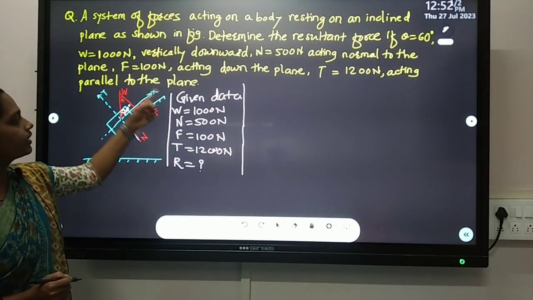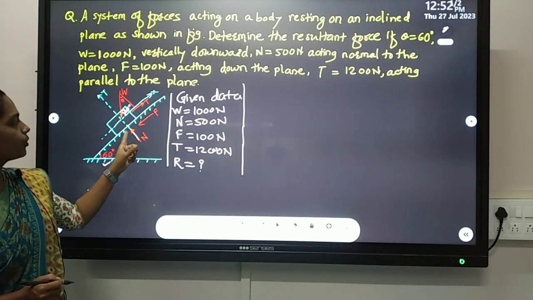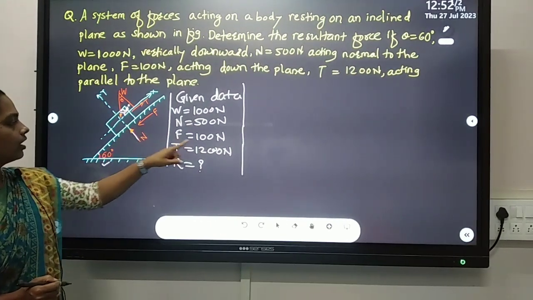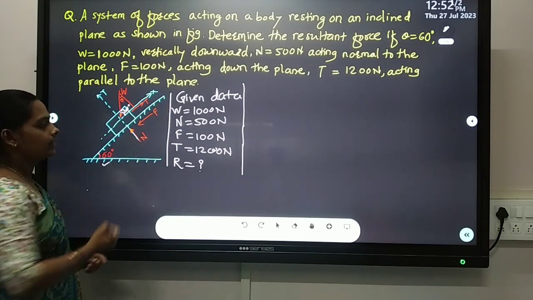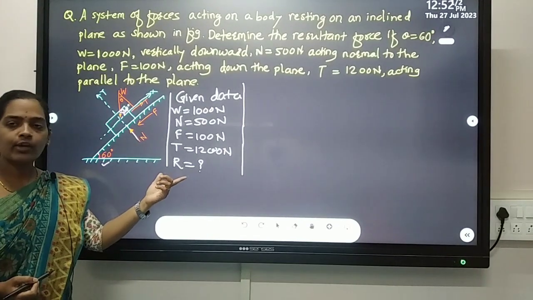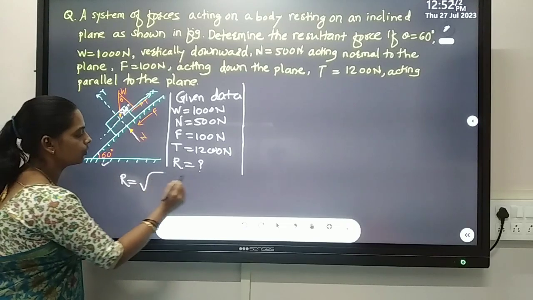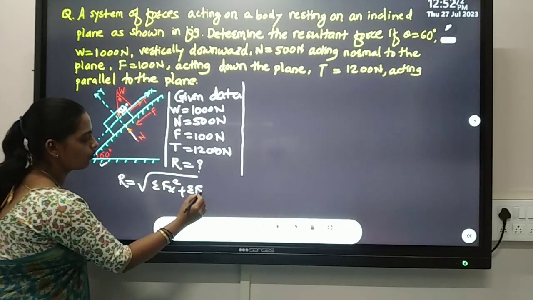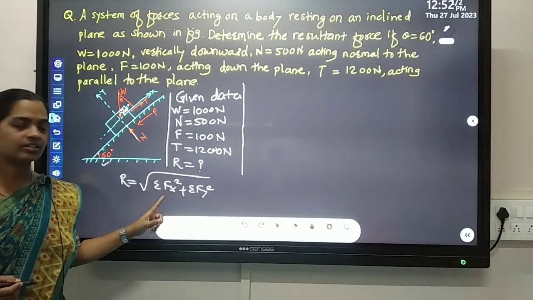W is the self weight. Given data: W is equal to 1000 Newton, then normal reaction normal to this particular inclined plane is 500 Newton, frictional force is 100 Newton, tensile force applied along this plane is 1200 Newton, and we have to calculate R. Then how to calculate R? What is the formula? The formula is R is equal to under root summation F of x square plus summation F of y square. So, before calculation of R, we have to calculate summation F of x.